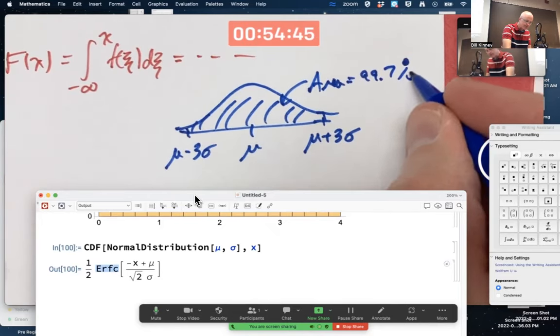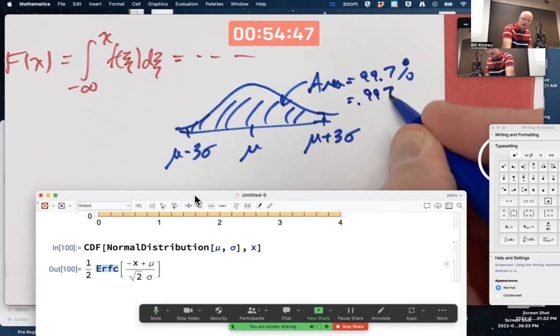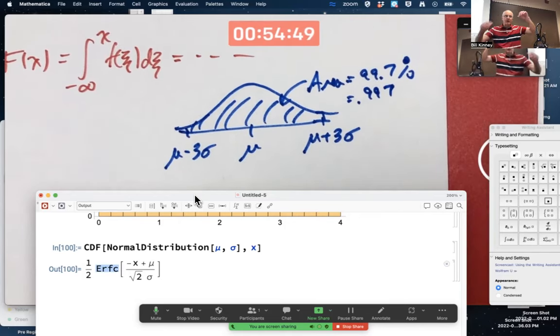99.7% as a probability is 0.997, very close to 1. Only 0.003 to either side. Yeah, once you're past 3 or 4 or 5 standard deviations, if you want to play it safe from the mean, the area is really negligible. In approximations, you can effectively ignore it.